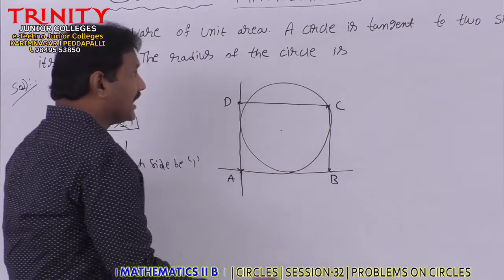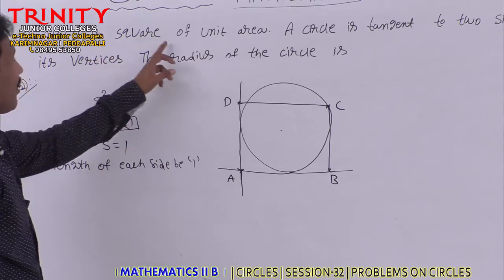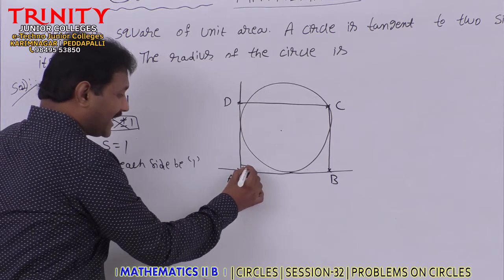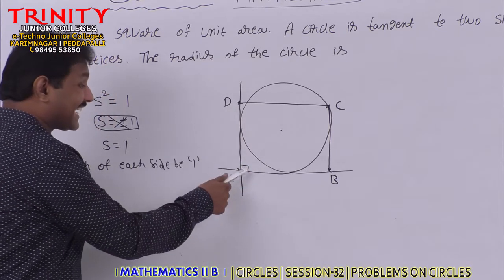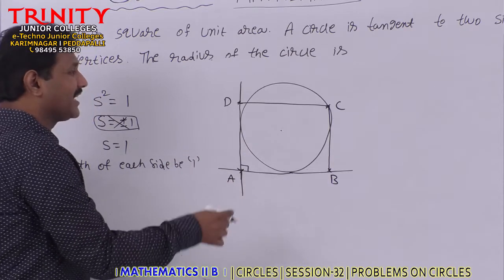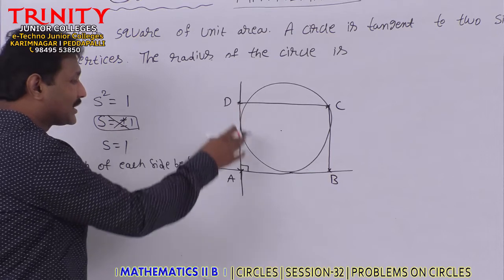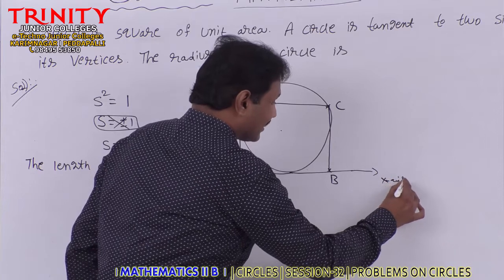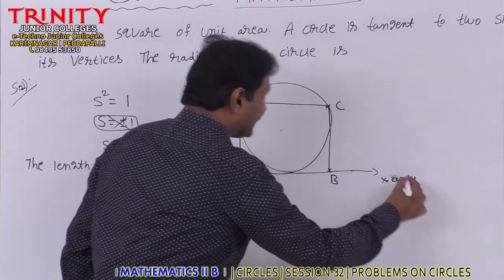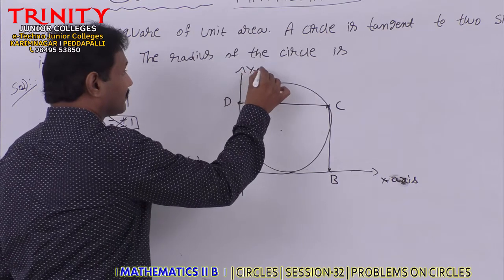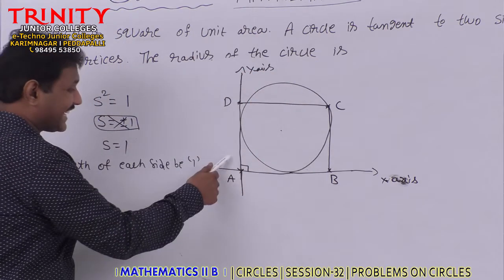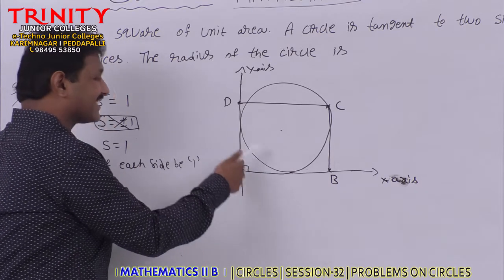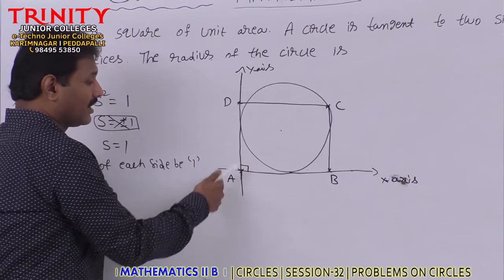Here we have a square of unit area. In a square, adjacent sides are perpendicular to each other. So in this problem, suppose we take these two tangent lines as the coordinate axes: this is the x-axis and this is the y-axis, and automatically this becomes the origin.